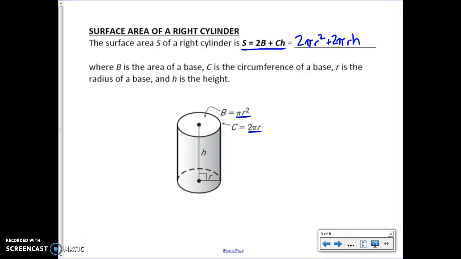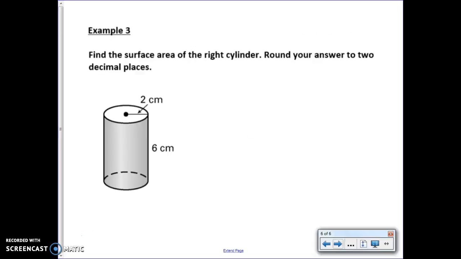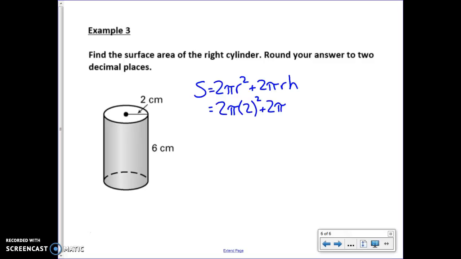Depending on how the book asks, we may just leave those pi's alone and get exact answers there. So let's try this example. S equals 2 pi r squared plus 2 pi r h. So I'm going to plug in pieces. 2 times pi times 2 squared plus 2 times pi times 2 times our height of 6.